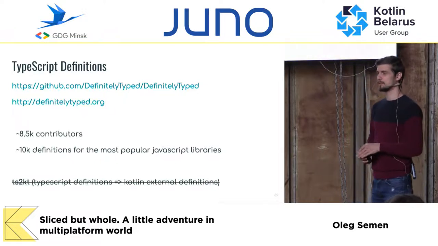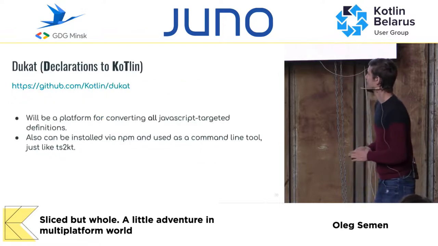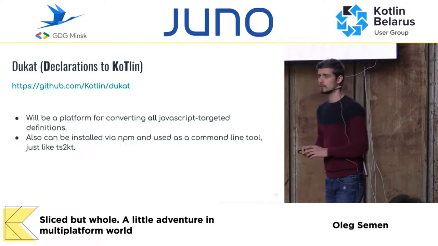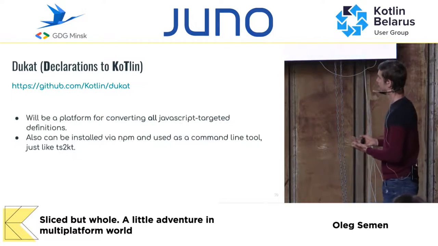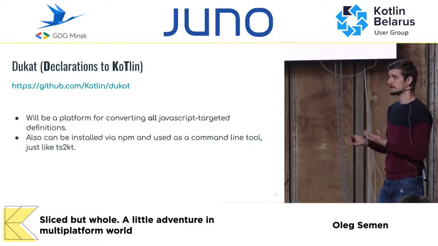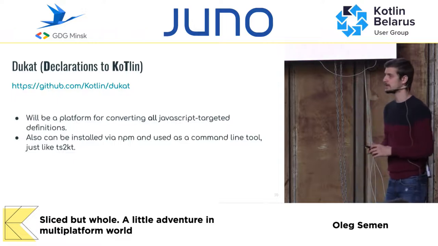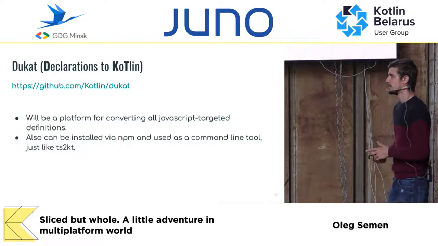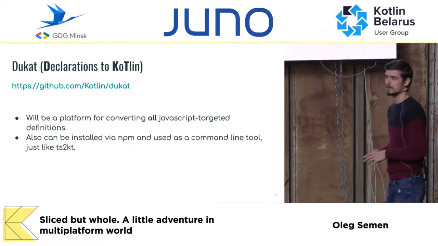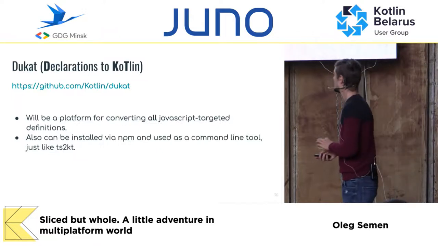Actually, they provided us with a replacement. It is called Dukat, and it is intended to provide you with type definitions for any JavaScript competitor or replacement, like CoffeeScript, probably Facebook Flow or maybe Dart. There are quite a lot of them. So it is intended to get rid of the dependency on TypeScript.